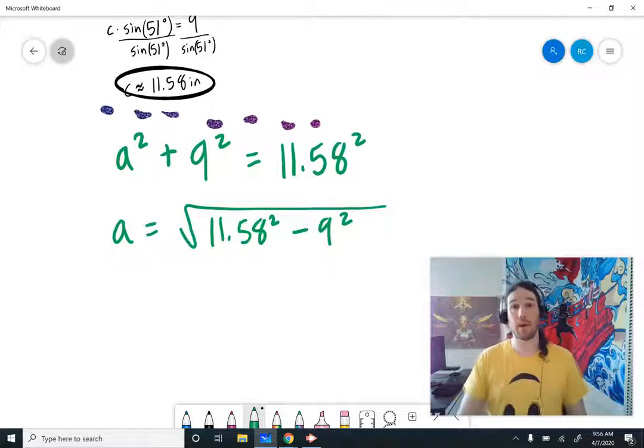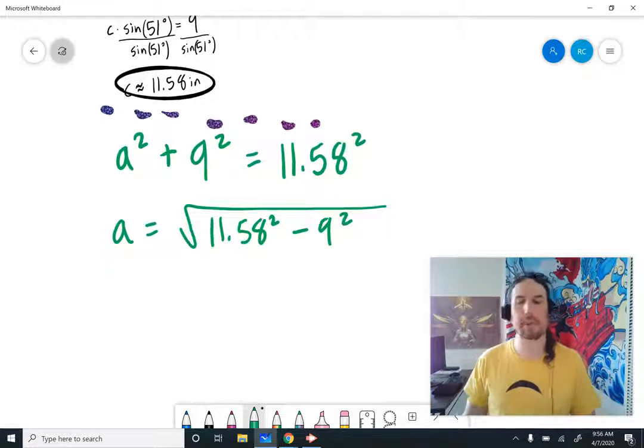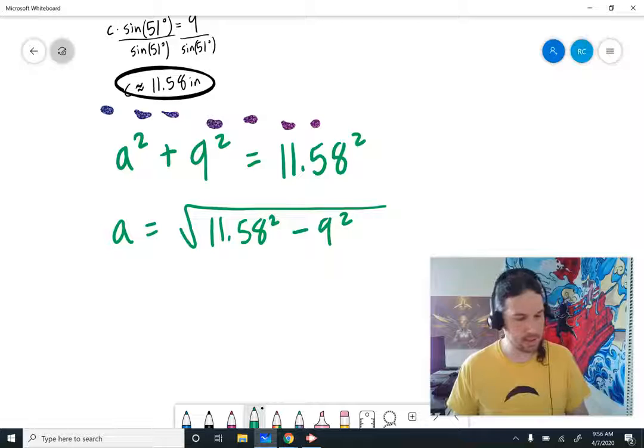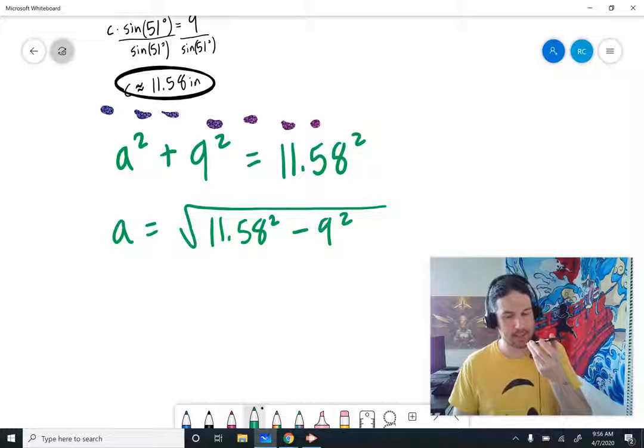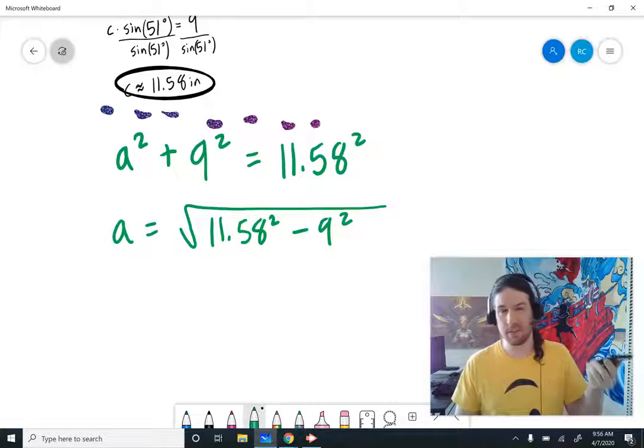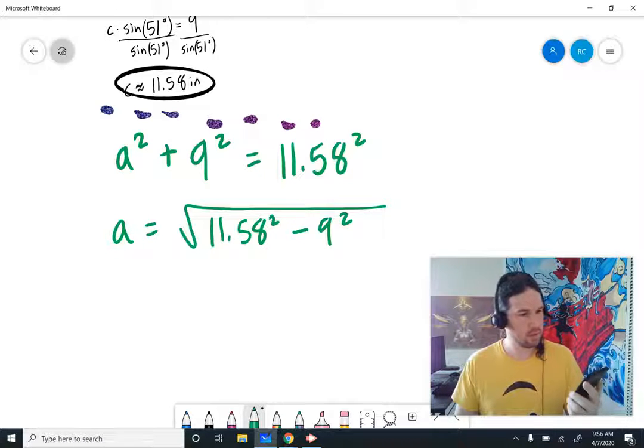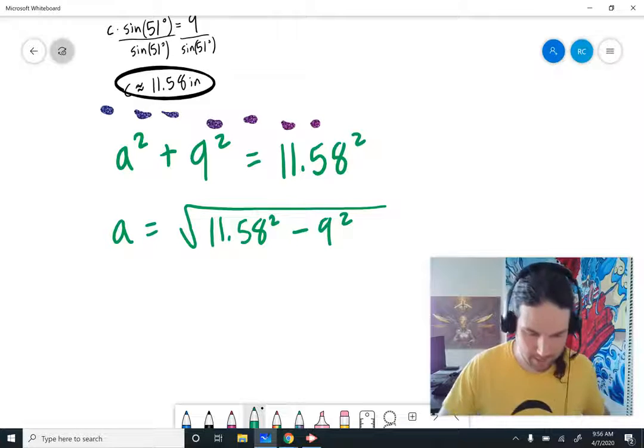If you didn't follow that, what I did was subtract 9 squared from both sides, and then take the square root of both sides. Hey Google, what's the square root of 11.58 squared minus 9 squared? I don't think it's going to do it. All right, we'll actually use the calculator.